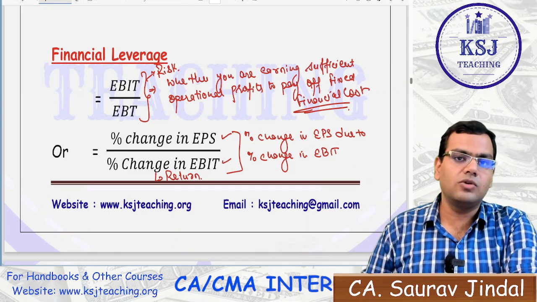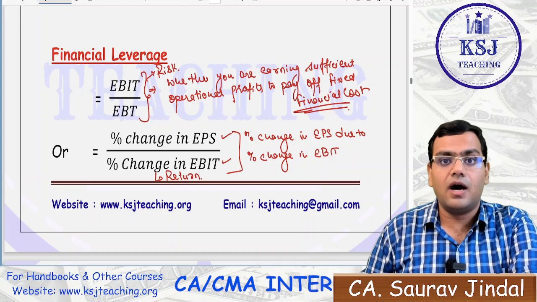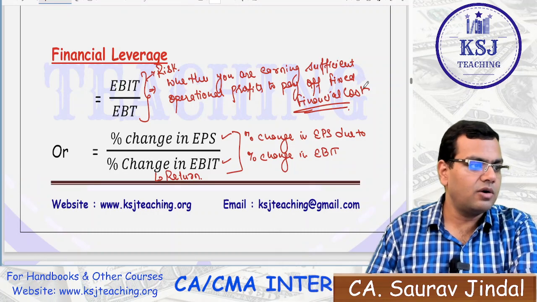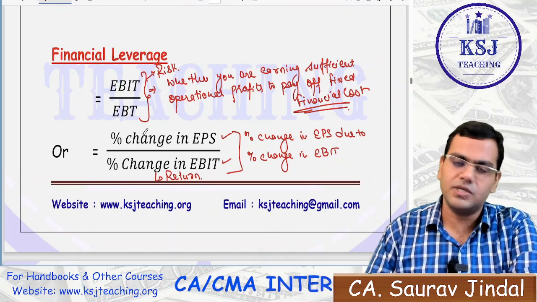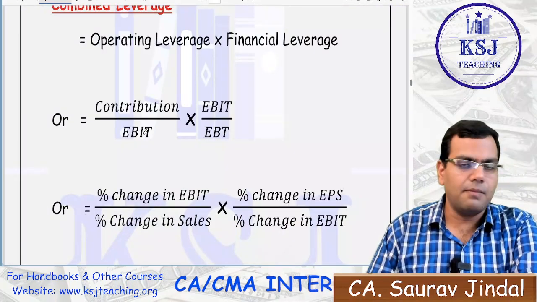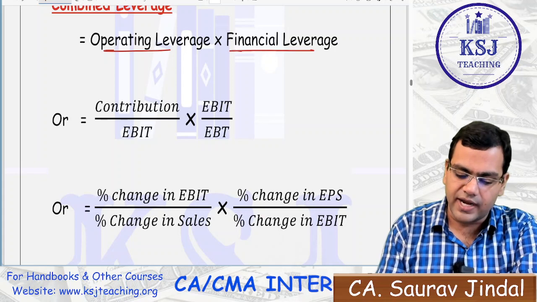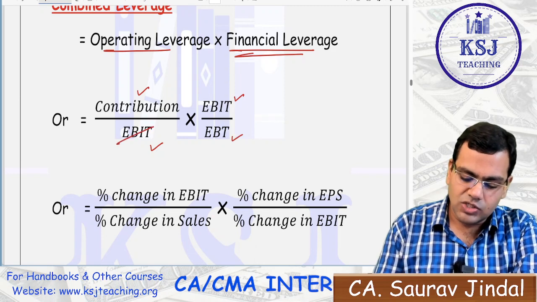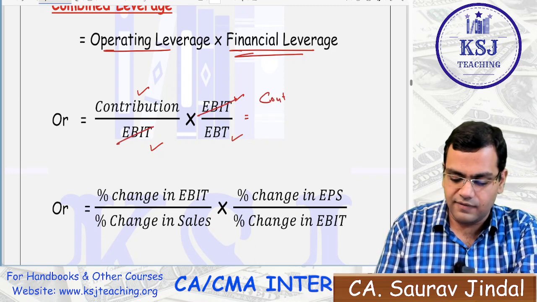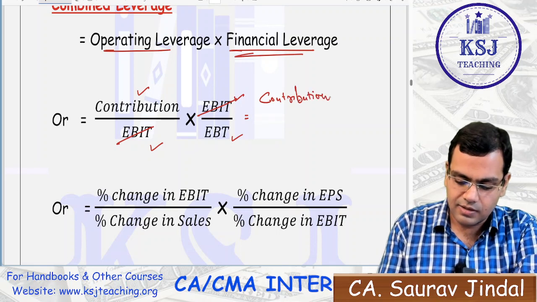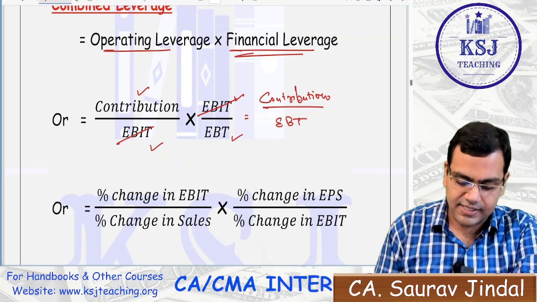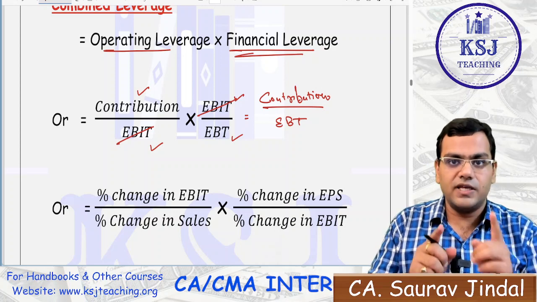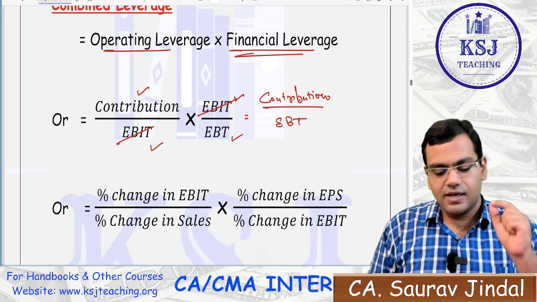So these two ways can be used to calculate the financial leverage. It will depend purely on the question given, whether percentage change in the EPS is required or percentage change in the EBIT is required. Combined leverage is operating leverage into financial leverage. Now what is operating leverage? Contribution by EBIT multiplied by EBIT by EBT. So this EBIT will get cancelled out. The ultimate formula will be contribution divided by EBT. Now this formula says whether you are earning sufficient contribution to pay off your fixed operating cost and your fixed financial cost. So this is what is known as combined leverage, sir.